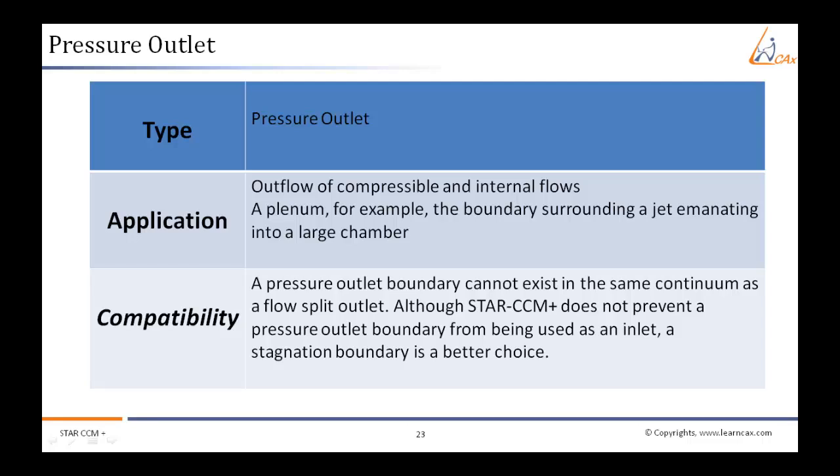A pressure outlet boundary cannot exist in the same continuum as a flow split outlet. Although *CCM+ does not prevent a pressure outlet boundary from being used as an inlet, a stagnation boundary is a better choice in such cases.